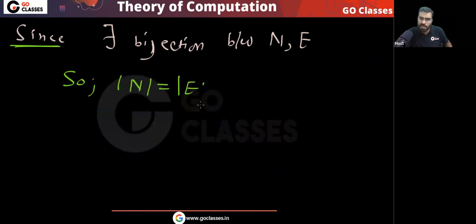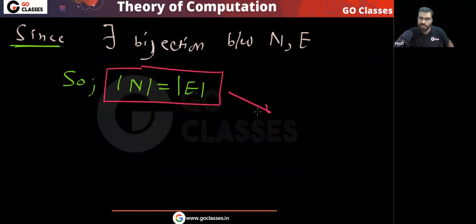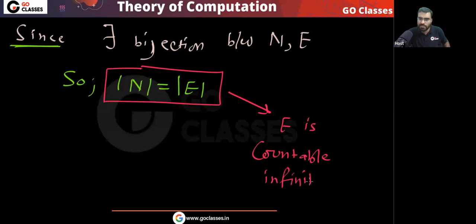Because there exists a bijection between these two sets, between the set of natural numbers and the set of even positive integers, what can I say? I can say they have the same cardinality, right? Yes or no? And that simply means that E is countable infinite. Is this clear? Please tell me.